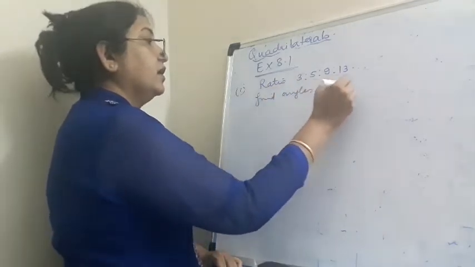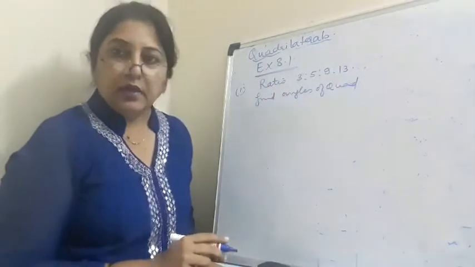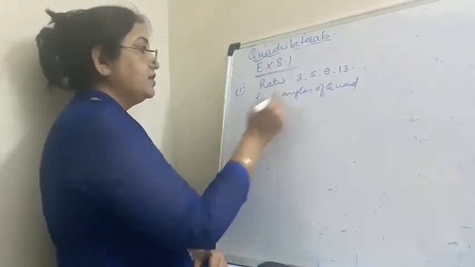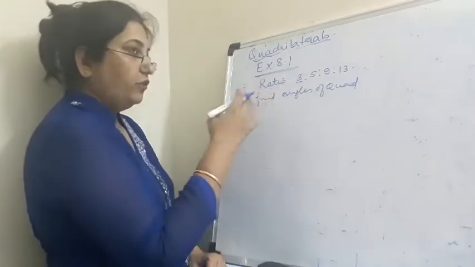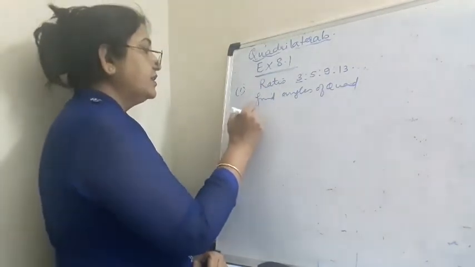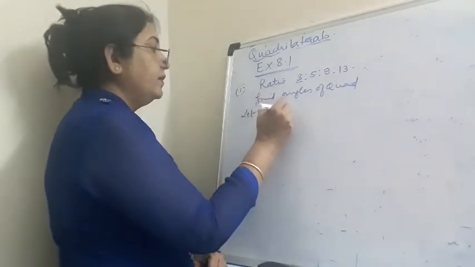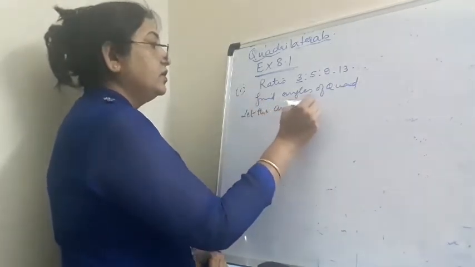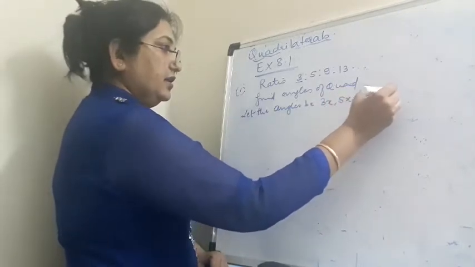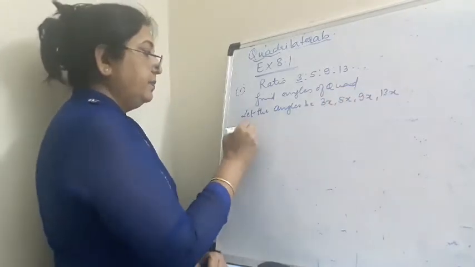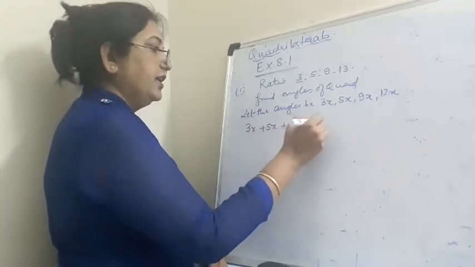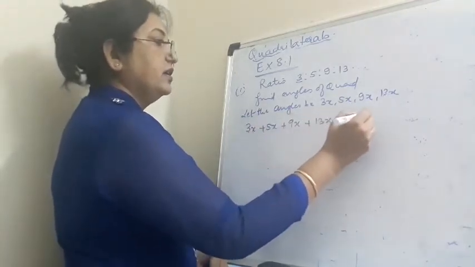Now you have to find the angles of what? The quadrilateral. You know that in a quadrilateral, the sum of the four angles is how much? 360 degrees. So let us assume the four angles to be multiples of x, and we can write, let the angles be what? 3x, 5x, 9x and 13x. So let us add them. 3x plus 5x plus 9x plus 13x equals 360 degrees.